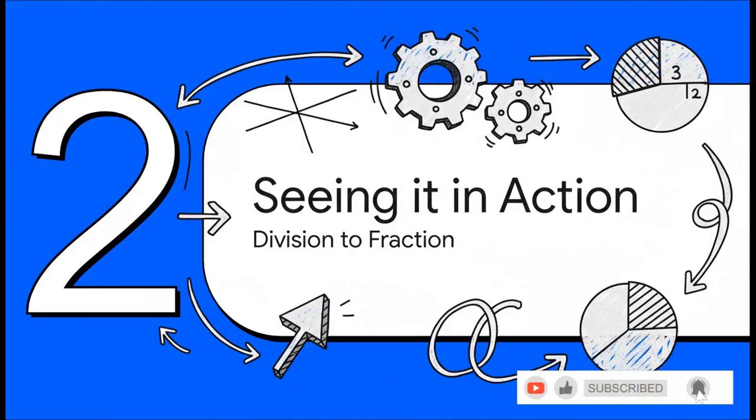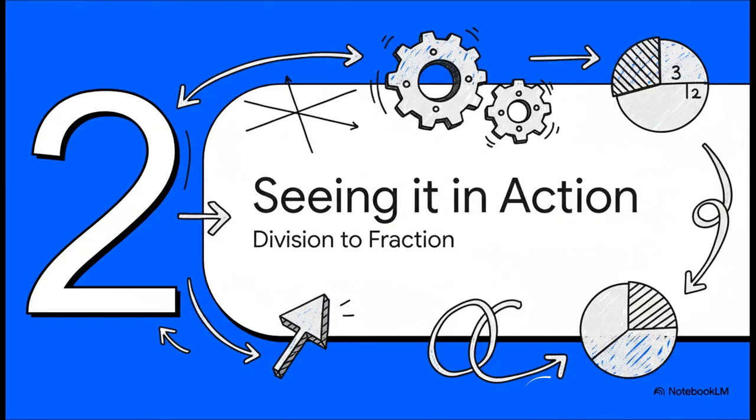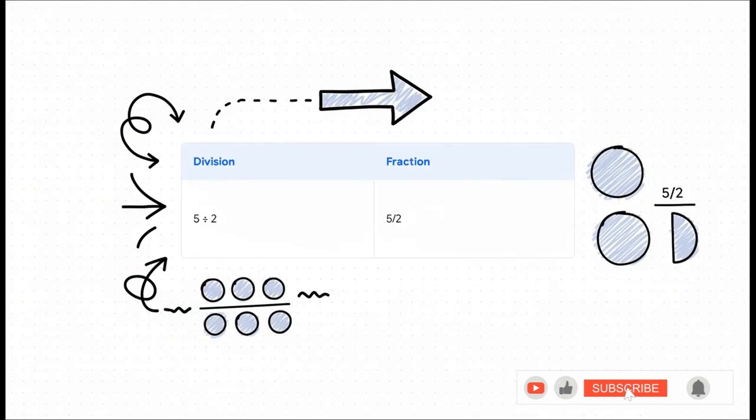Okay, I know that sounds almost too simple, but let's see just how powerful this little trick is when we plug in some real numbers. This is where it's all going to start to click. Look at how easy this is. If you've got 5 divided by 2, you just rewrite it. The first number, 5, goes on top. The second number, 2, goes on the bottom, and it becomes the fraction 5 over 2.